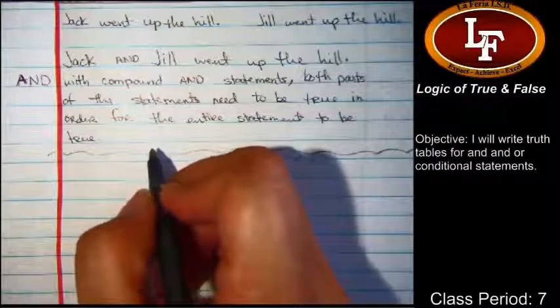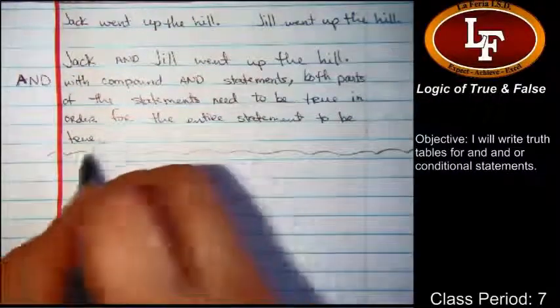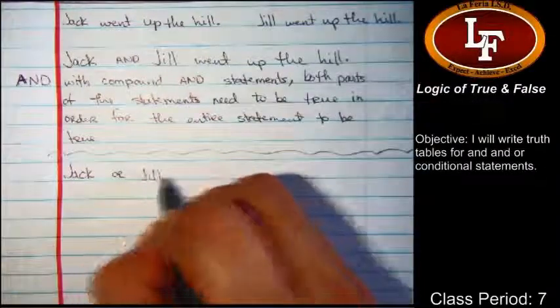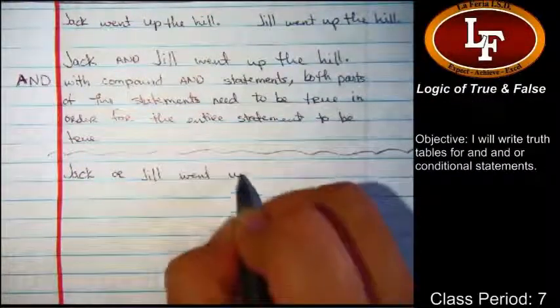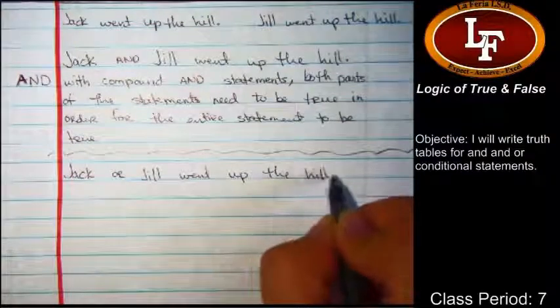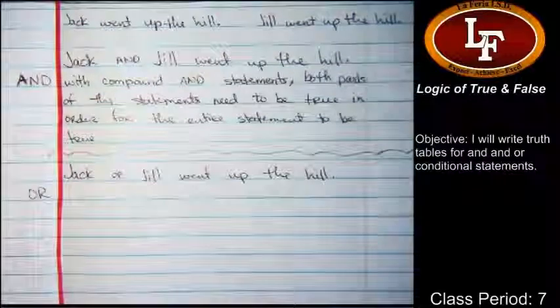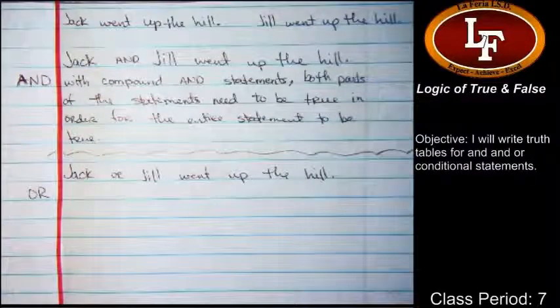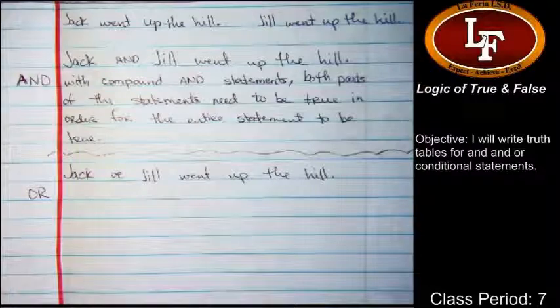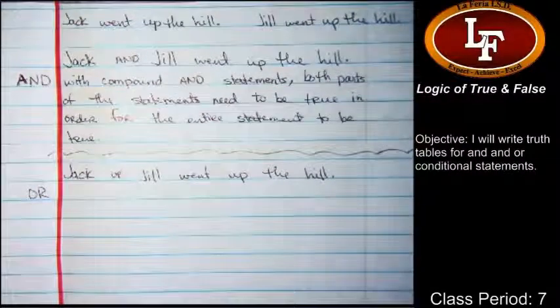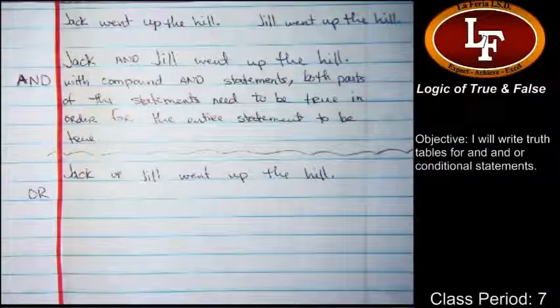I'm going to change the nursery rhyme a little bit. Okay? Instead of Jack and Jill going up the hill, I'm going to say Jack or Jill went up the hill. So now what needs to happen in order for this sentence to be true? Only one of them has to go up the hill. Jack could go up the hill and Jill could stay home. Or Jack can say, nah, woman, you go get it, and he could stay home watching TV and send her out to go get the water.